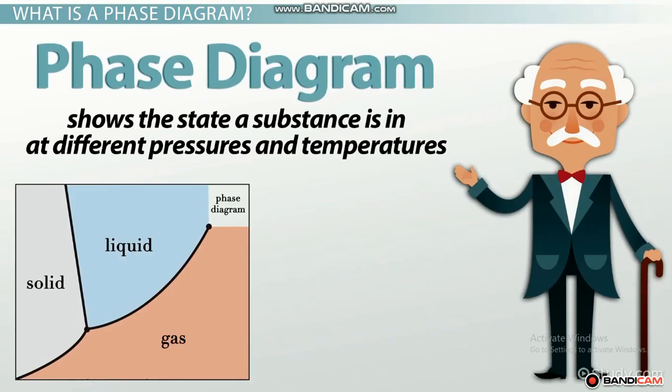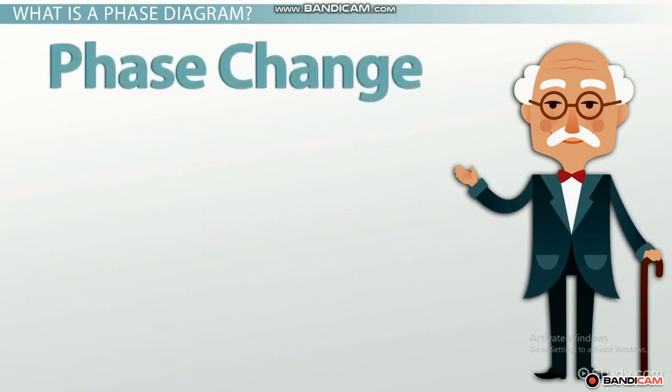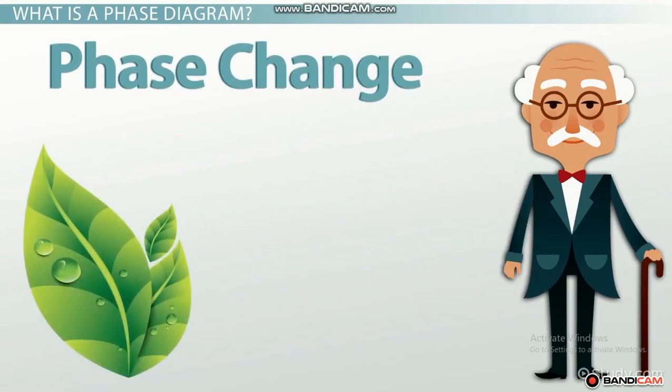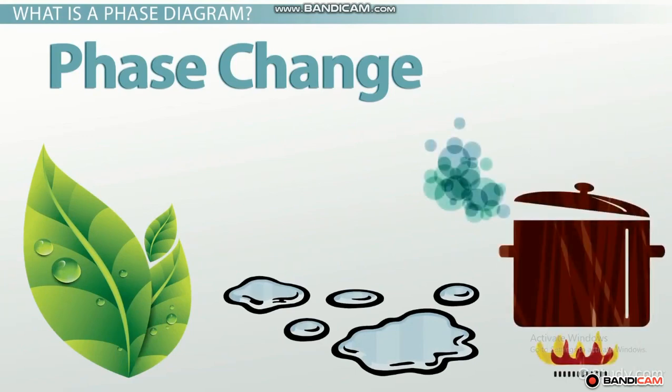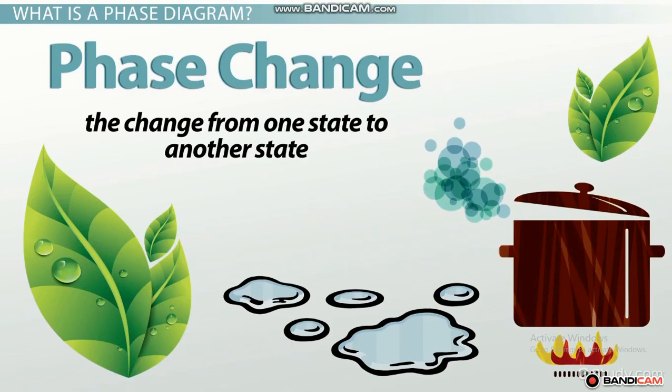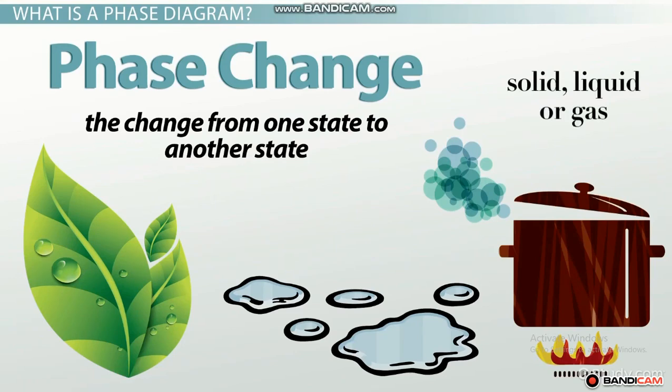You might not be familiar with the scientific term phase change right now, but you've probably witnessed quite a few phase changes in your life. Have you ever noticed frozen petals? Or dew on the leaves of plants? Or steam leaving a pot as you boil water? Well, those are all phase changes, or the change from one state to another state. In this context, the word state refers to a substance's form, solid, liquid, or gas.